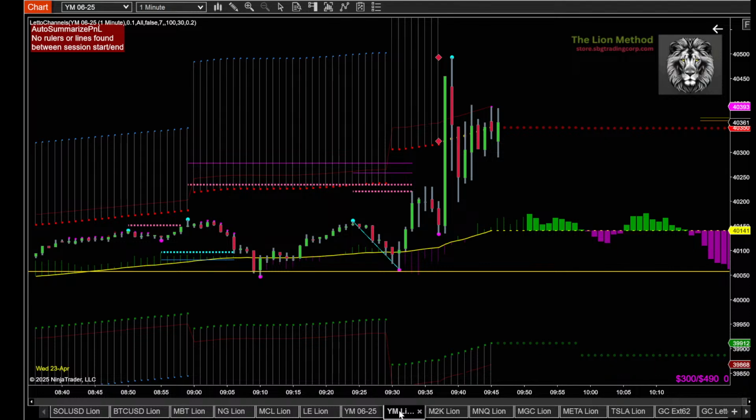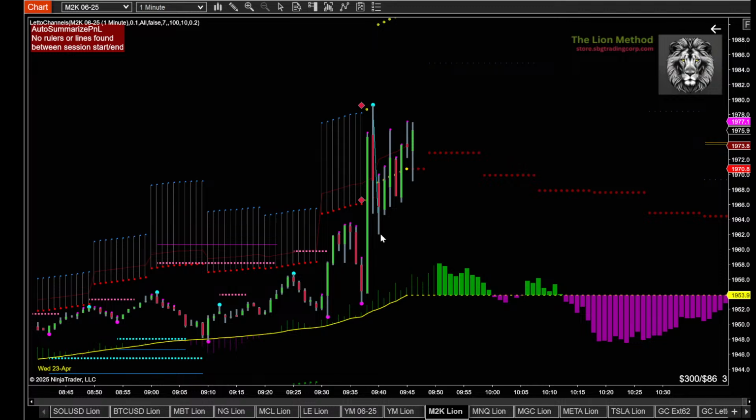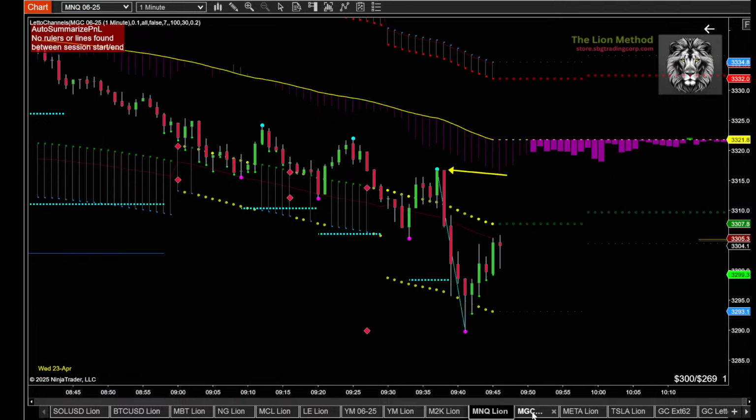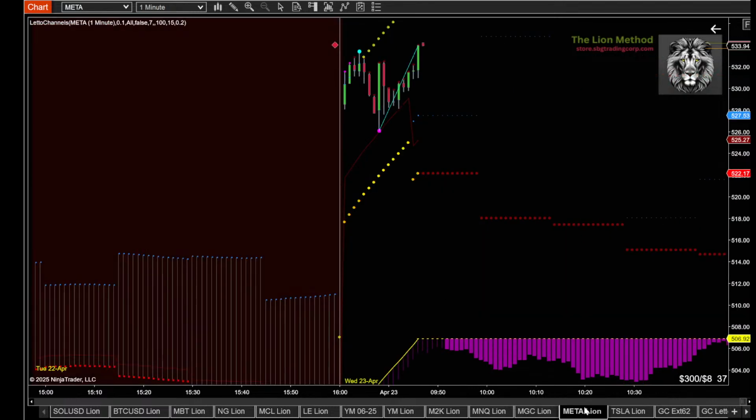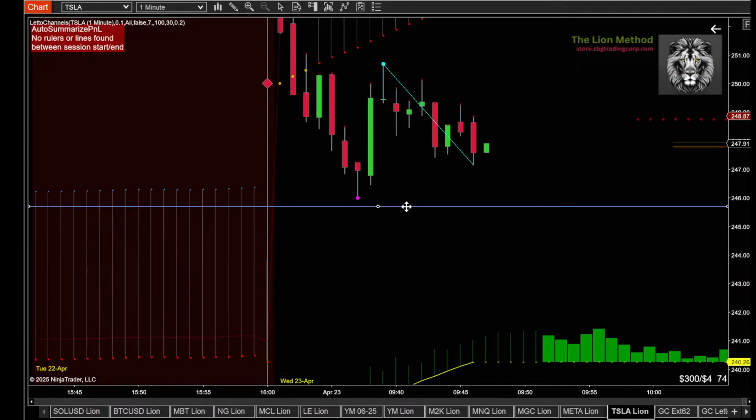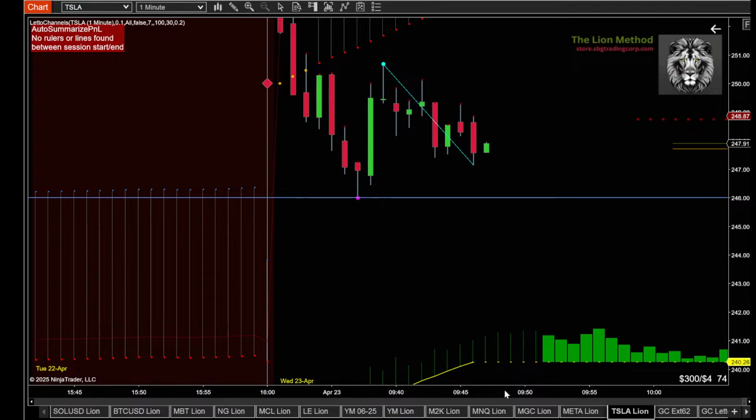YM is going crazy. M2K has not put in a sell signal yet. MicroNAS has not put a sell signal in yet. Gold, we're still looking at that as a possible entry long. Meta is moving higher. All right, that's our short level in Tesla.